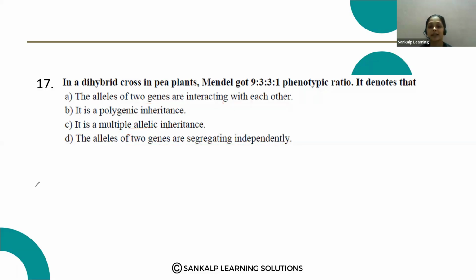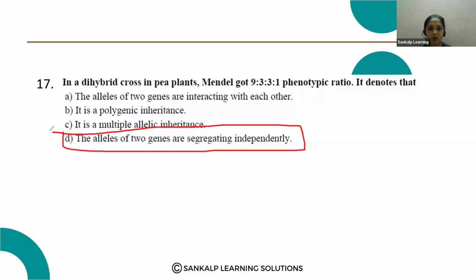So this is the phenotypic ratio of the dihybrid cross. In a dihybrid cross, we know that the alleles of two genes are segregating independently. They do not depend on the other genes. The alleles separate independently. So that is called the alleles of two genes segregating independently. Option D is the correct answer.